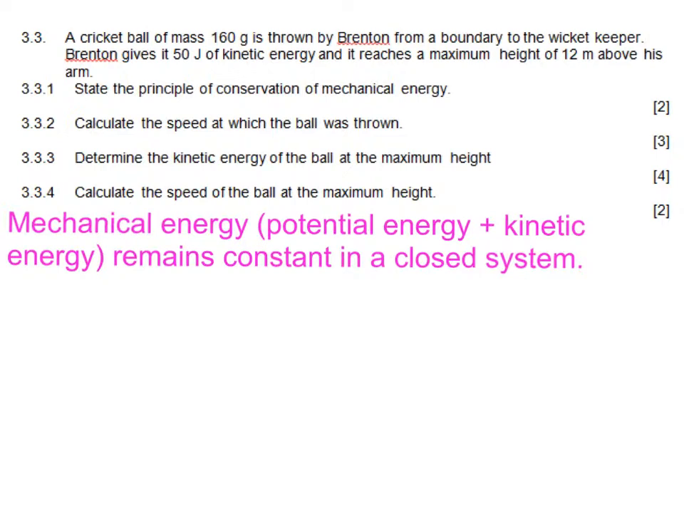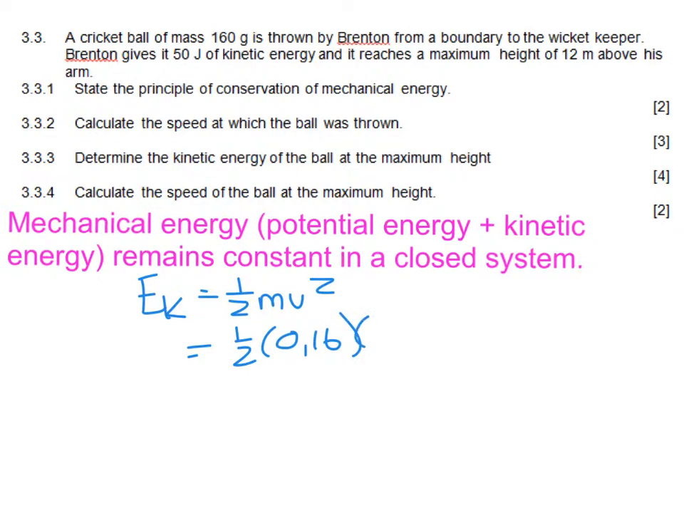Calculate the speed at which the ball was thrown. EK is equal to a half mv squared. I need to convert that mass into kilograms, so I divide it by 1,000, and therefore, with the kinetic energy of 50, we can work out that v is equal to 25 meters per second. Then it says speed, so it needs no direction.